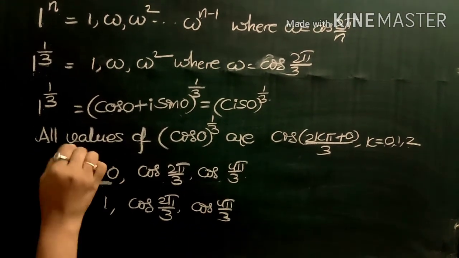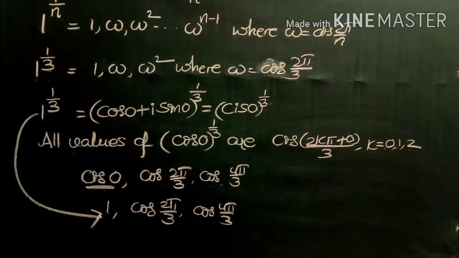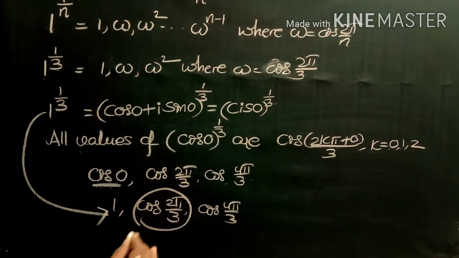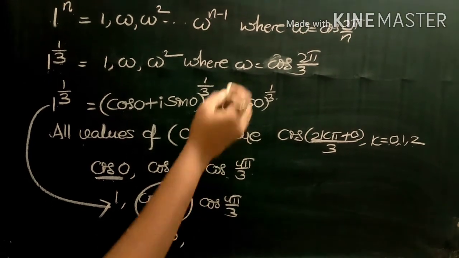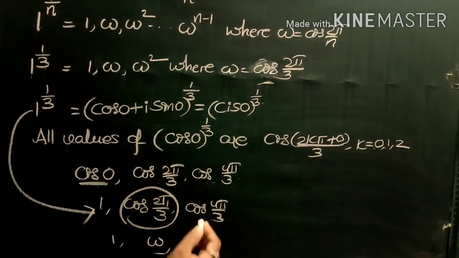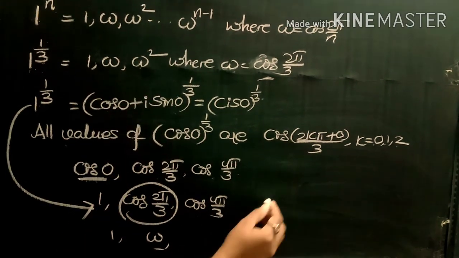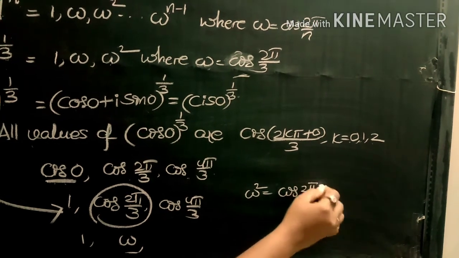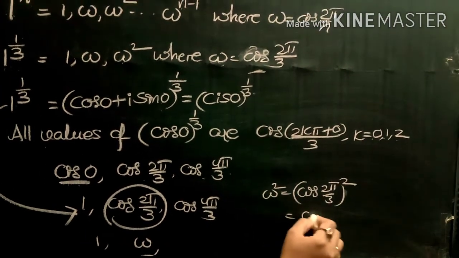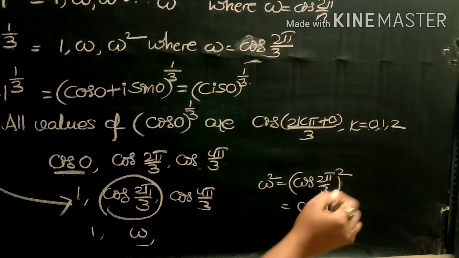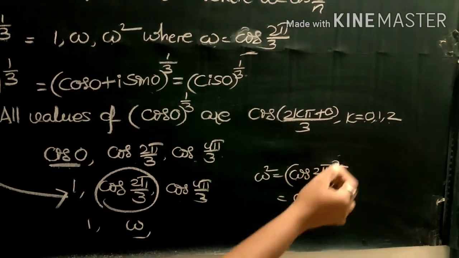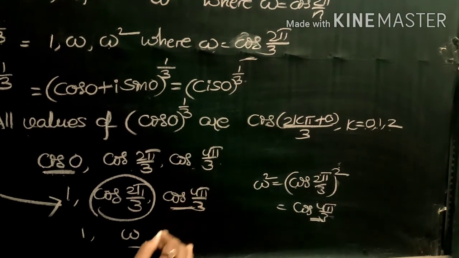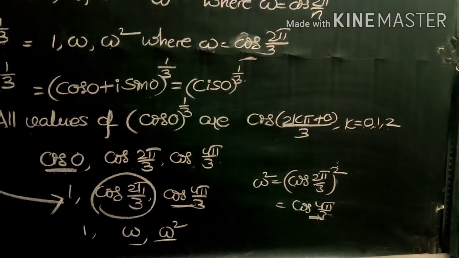Now these are the values of the cube roots of unity. Here also we have the same answer, where cis 2 pi by 3 is taken as omega, and omega square is equal to (cis 2 pi by 3) whole square. That is equal to cis 4 pi by 3, since (cis theta) whole power n is equal to cis n theta, so 2 into 2 pi by 3 is 4 pi by 3. So cis of 4 pi by 3 we can take as omega square.